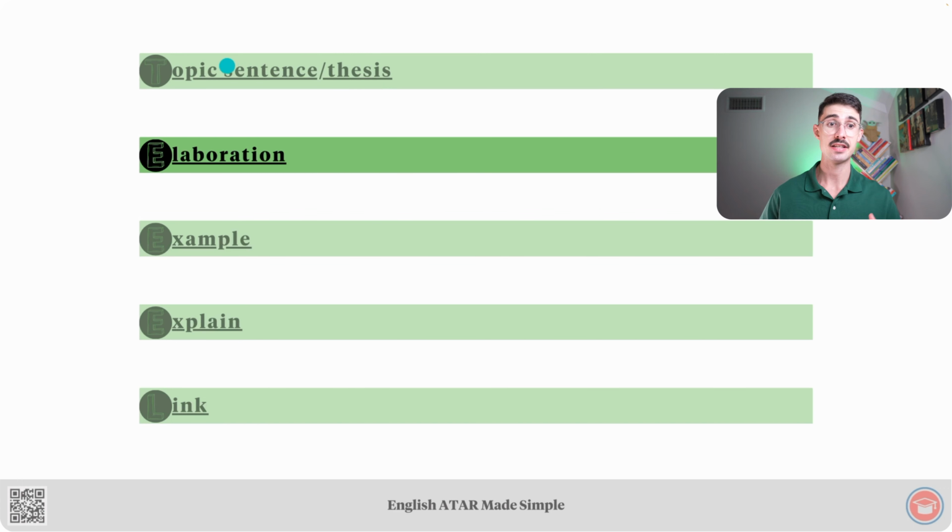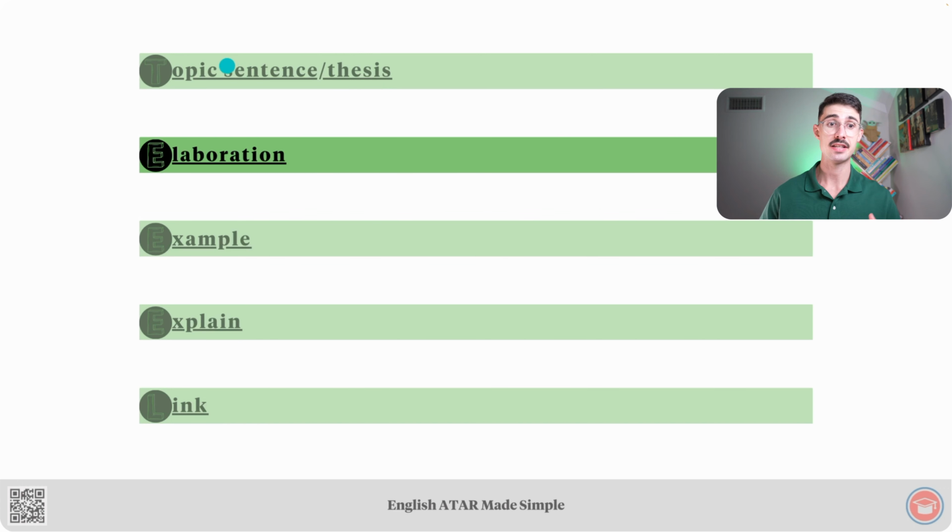Next part of TEEL is the example. As we know from the lesson on how to use textual evidence in analytical responses, the type of textual evidence depends on the type of text that you're analyzing. For a written text or a written element of a multimodal text, you'll be referring to relevant quotes. On the other hand, for a visual text or a visual element of a multimodal text, you'll be using meta-language to describe the relevant evidence.